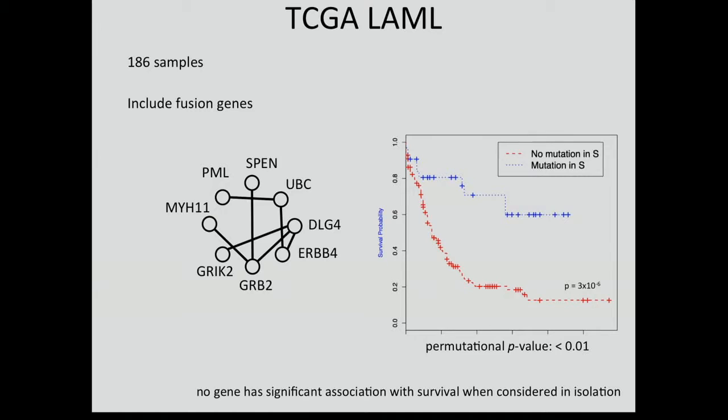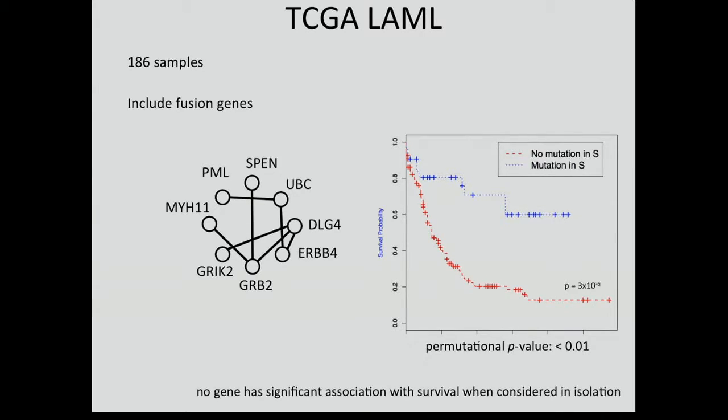So the figure that I have now for AML is not as nice as the one that I had before. But this is a subnetwork with 8 genes identified on AML. Again, none of the genes has significant association with survival, and the p-value is still significant for the entire subnetwork. This subnetwork shows mutations that are associated with increased survival.